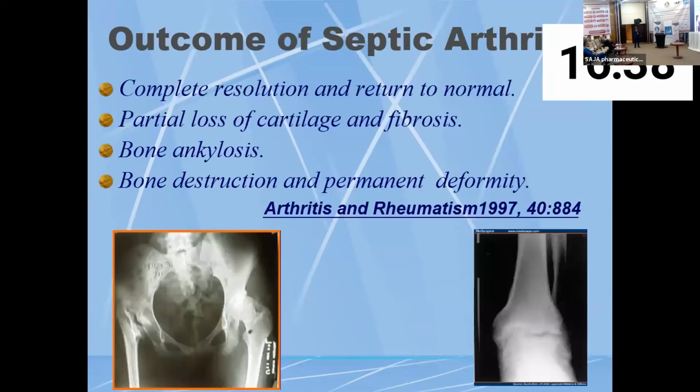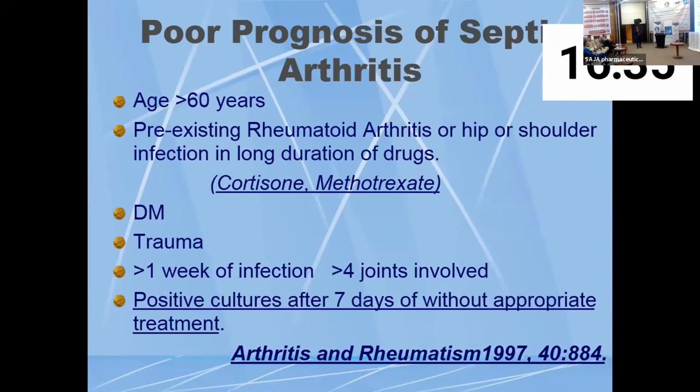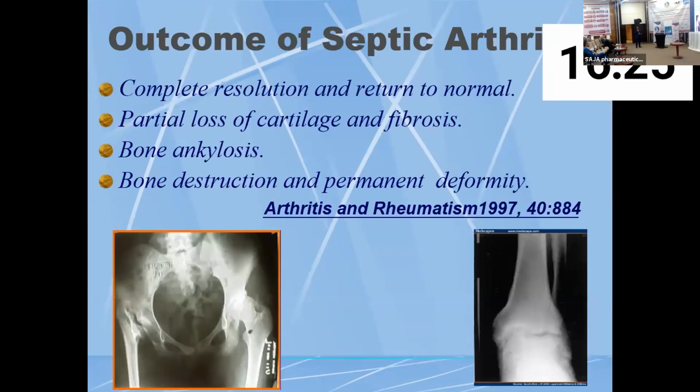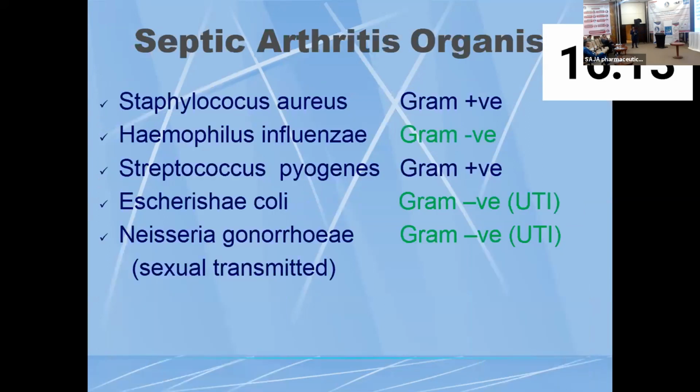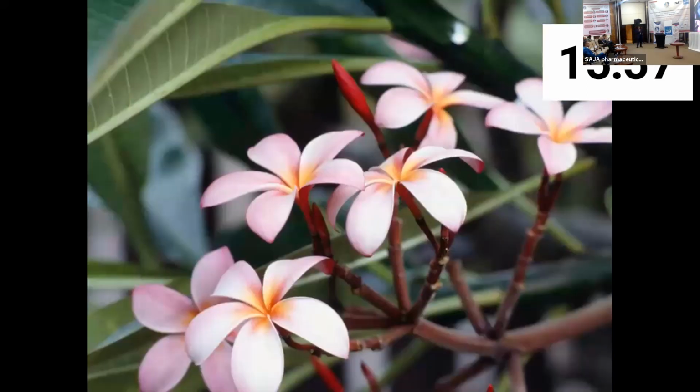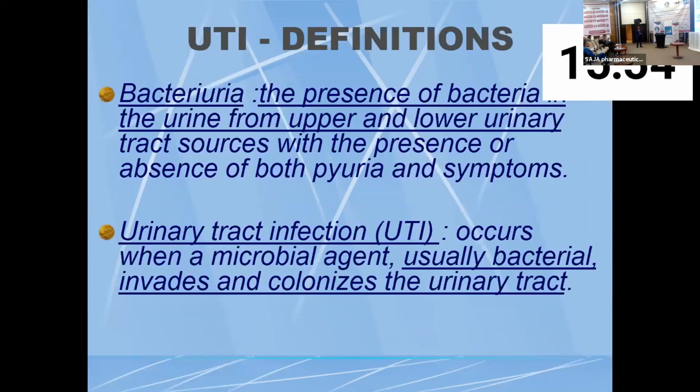Poor prognosis of septic arthritis is seen in patients over 60 years old, pre-existing rheumatoid arthritis due to using drugs like cortisone or methotrexate, diabetes mellitus, and trauma. The outcome of septic arthritis: complete resorption and return to normal, partial loss of cartilage with fibrosis, bone ankylosis, and bone destruction. The septic arthritis organisms: the first one is gram-positive Staphylococcus aureus, and we have Escherichia coli and Neisseria gonorrhoeae in sexually transmitted disease; the gram-negative organisms come from UTI.